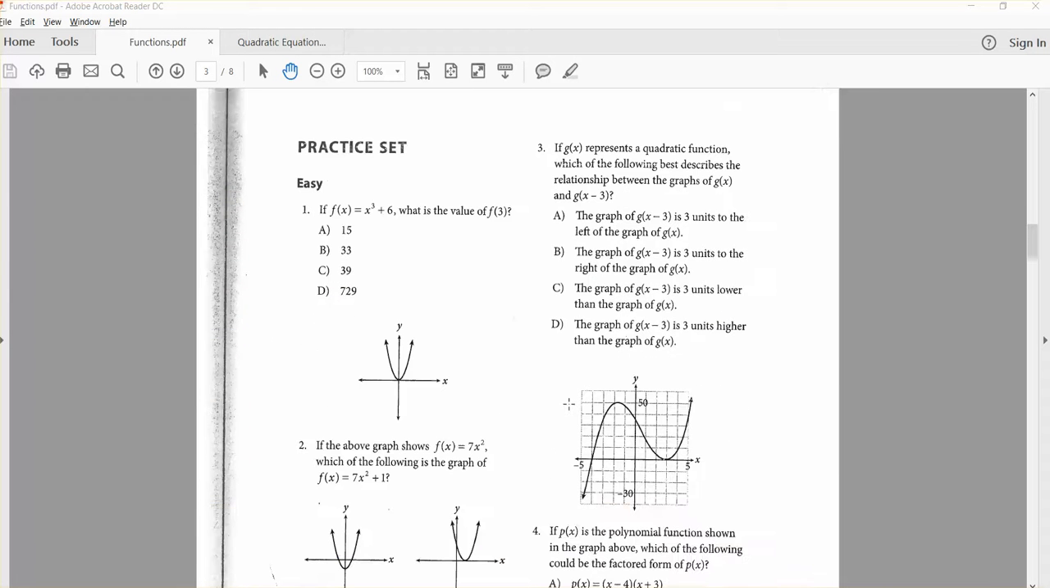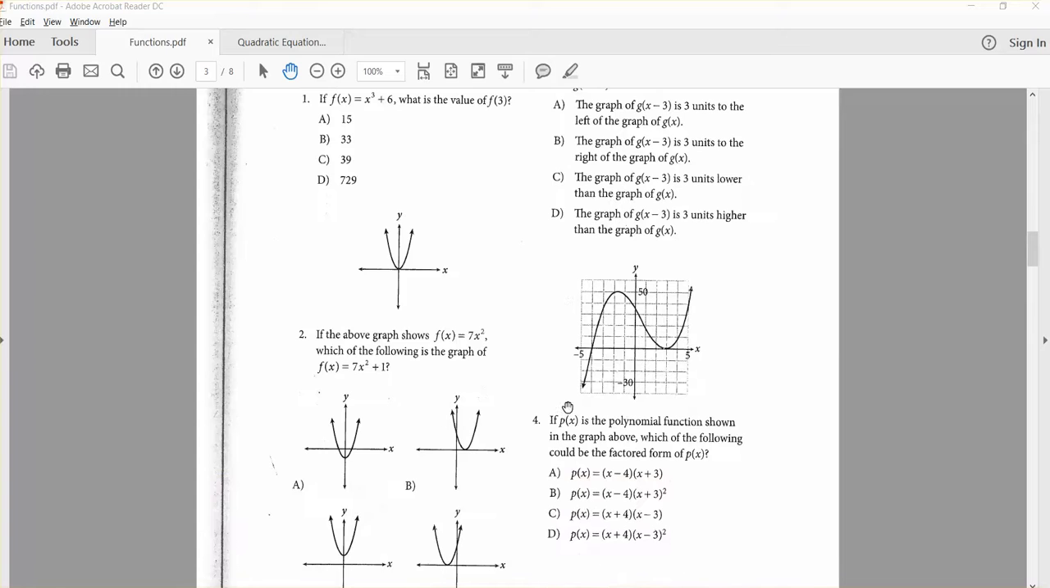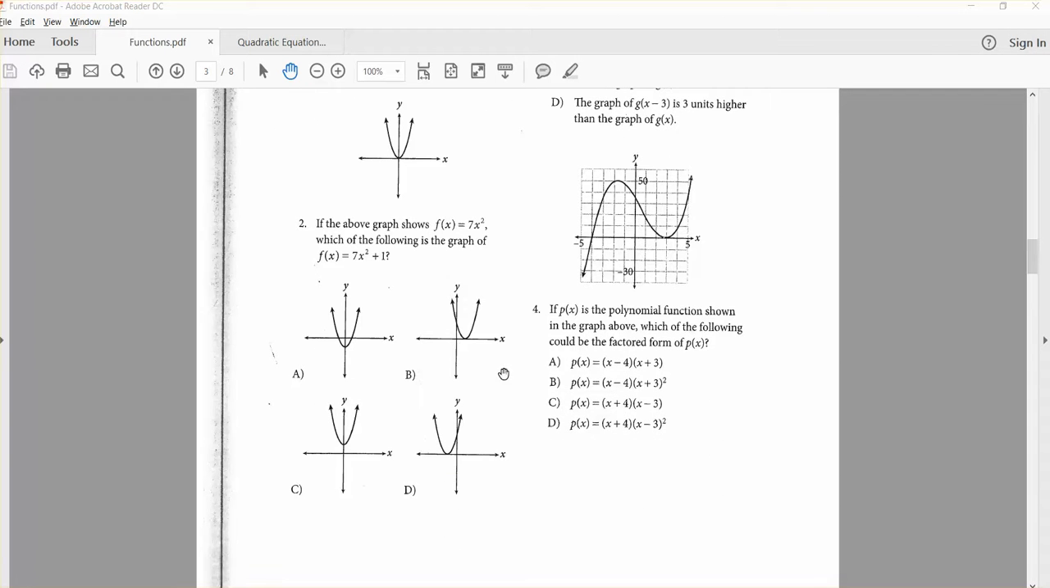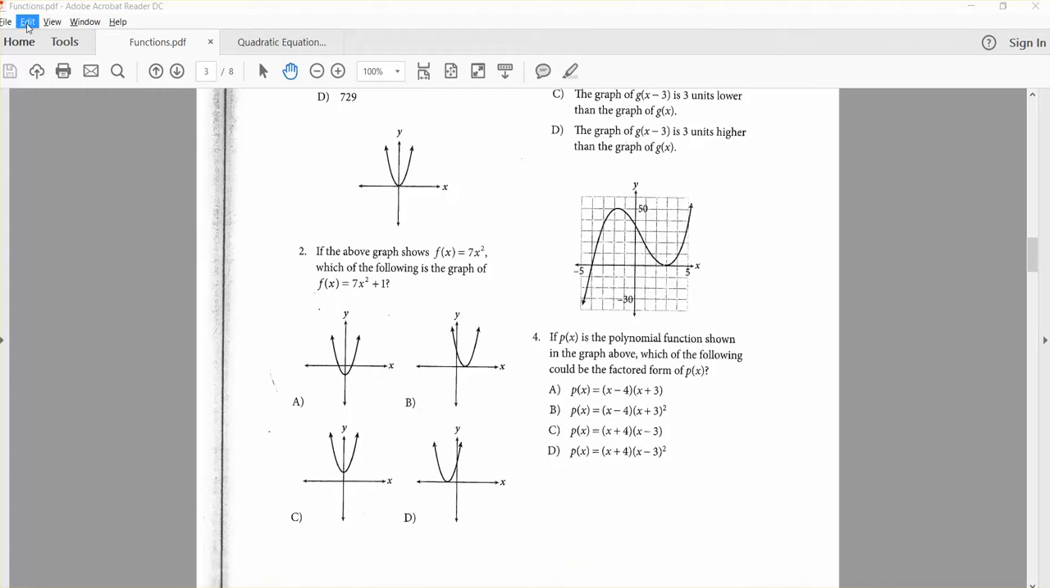So let's start off with maybe transformations. That might be a good idea. So we'll start with maybe number 2.